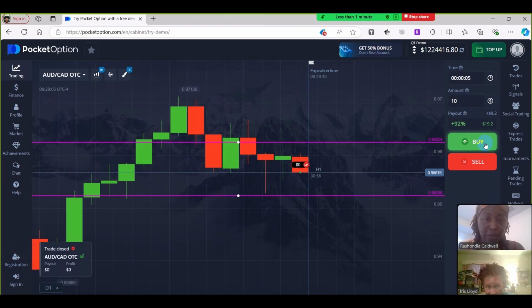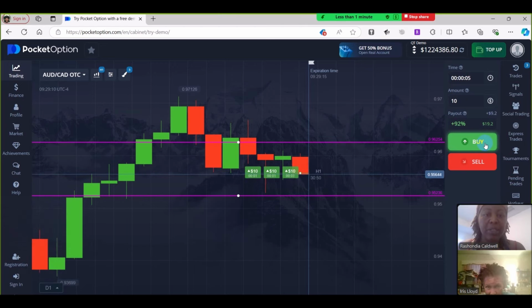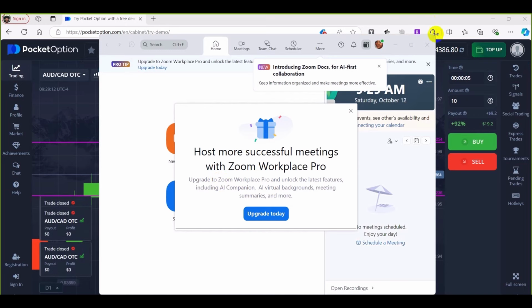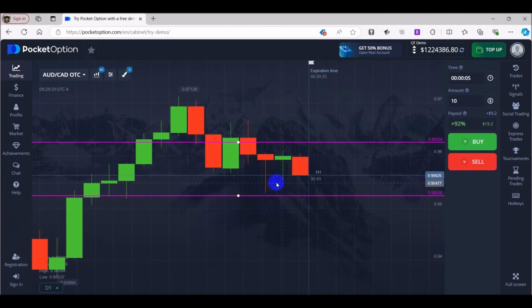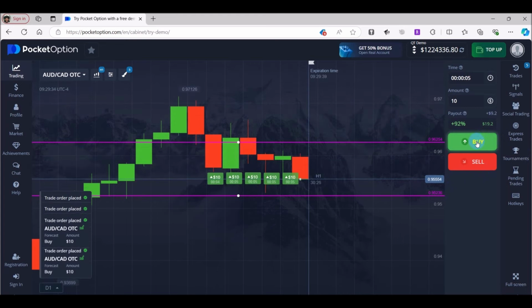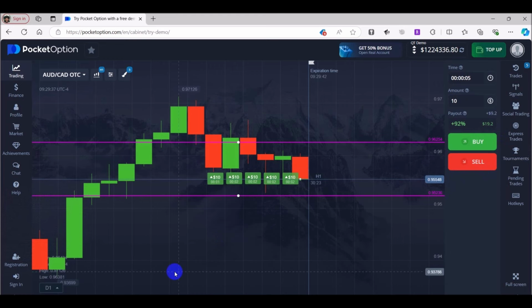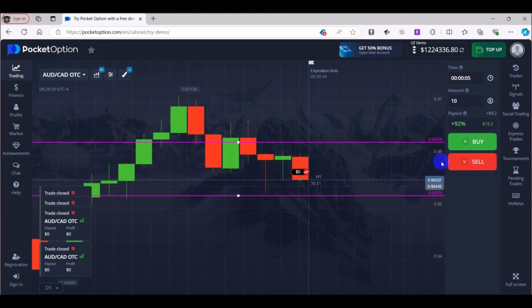Okay, I lost that one. Okay, you pushing right there. I know you getting ready to go back up. Okay, so you push past this area. So now we working off of this wick right here. You push down, take that trade, and we lose that trade.